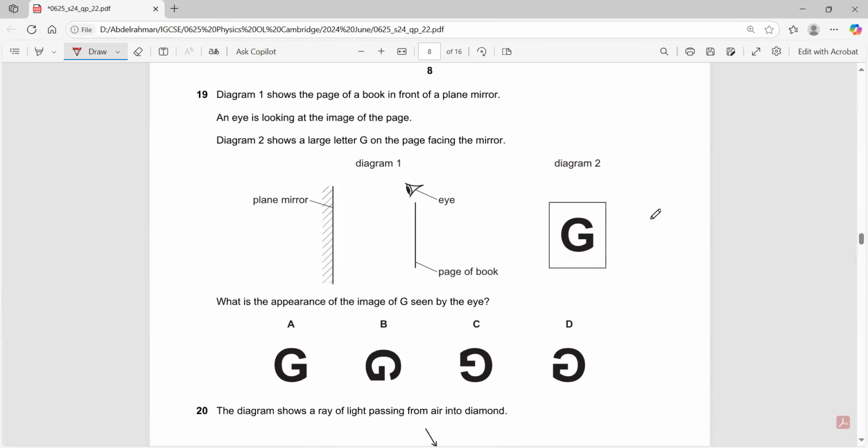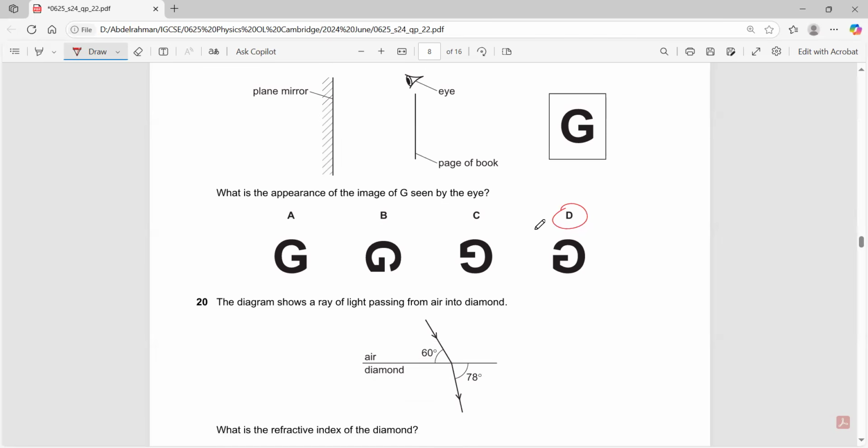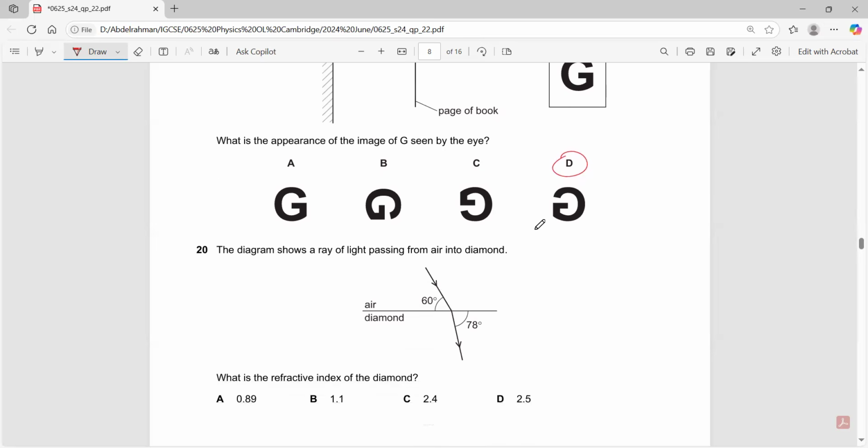Diagram 1 shows the page of a book. What is the appearance of the image of G seen by the eye? So if you have G and you place it in the mirror, how can you see G? It will be laterally inverted, so left to right, which is D. Not vertically inverted as in C, no, it's laterally inverted as in D.